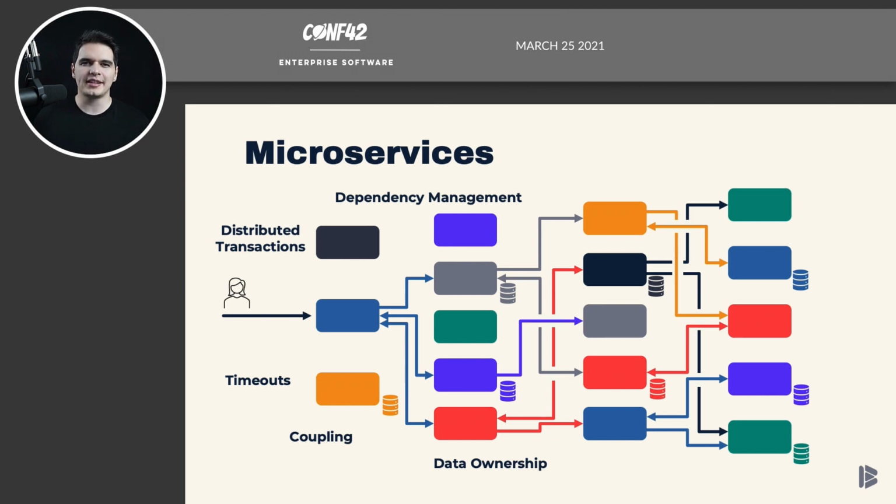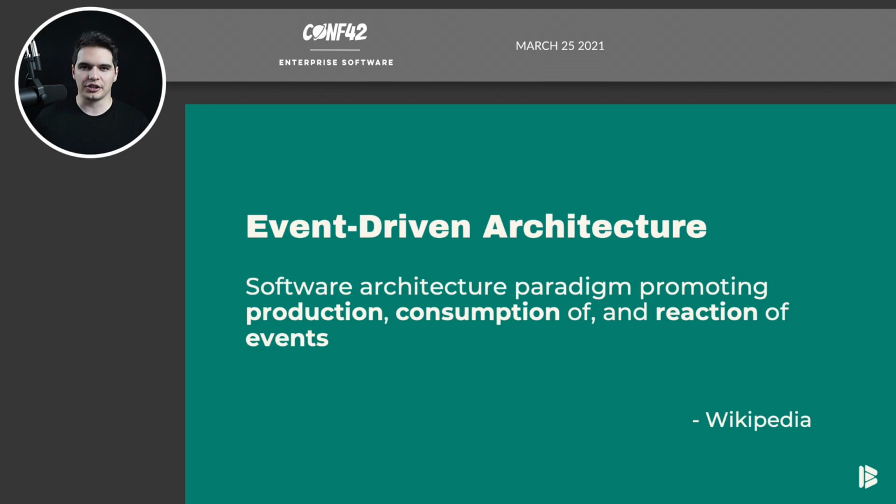But first, what exactly is an event-driven architecture? This is the main talking point of my presentation, and I haven't even introduced it yet. Well, I was curious too, so I went to Wikipedia and I found this. Event-driven architecture, or shortly said EDA, is a software architecture paradigm promoting production, consumption of, and reaction to events. There are some interesting words being thrown in there: production, consumption, reaction, and so on. So let's find out what they actually mean.